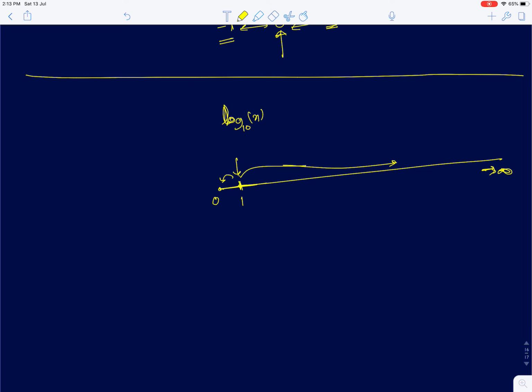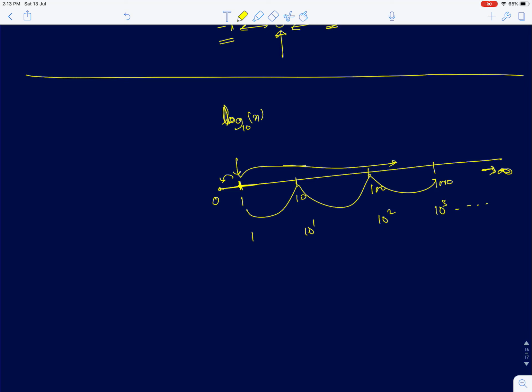Why is that? Say, for example, I jump by decades. First I go from 1 to 10, then from 10 to 100, then from 100 to 1000. I'll try to approach infinity that way. So I'm going from 10 power 0 to 10 power 1, to 10 square, to 10 cube, and so on. I'm trying to approach infinity.